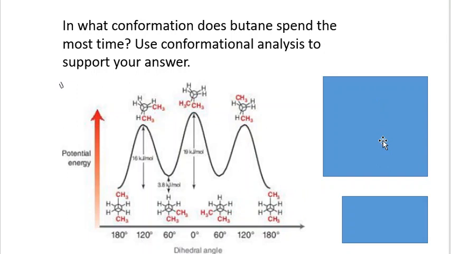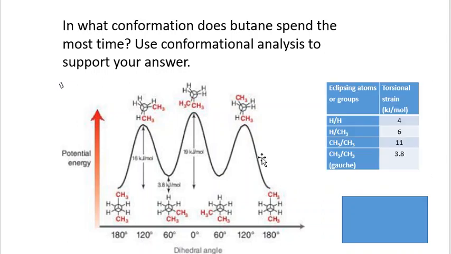So again, figuring out sort of what the contribution to the total energy is of each of these types of interactions. We've got a bunch of different types of interactions here. We have methyl eclipsing, we have hydrogen eclipsing, we have hydrogen and methyl eclipsing. We have these gauche interactions down here that can all contribute to the energy.